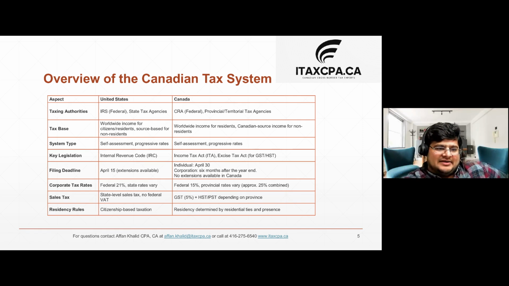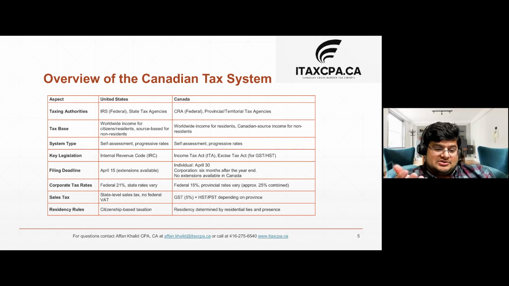In terms of filing deadlines, and this is very important, by the way, I get a lot of US clients who will say, hey Afan, can we file for an extension? Well, guess what, in Canada we don't have extensions. I wish we had extensions, but no.